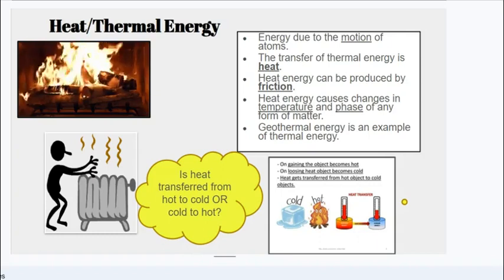So the other question I posed was, is heat transferred from hot to cold or cold to hot? Well, most students think when I put ice in a cup of Coke that the ice cools down the Coke, so students think that heat is transferred from the ice to the Coke and cools it off.